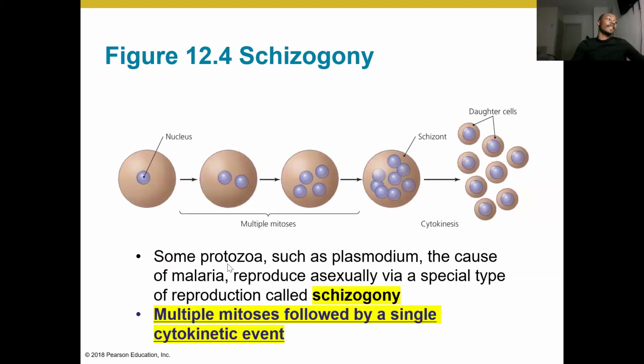Now, this is the process of schizogony. Some protozoa, like Plasmodium, which causes malaria, reproduce asexually via a special type of reproduction called schizogony. This is where we have multiple mitoses followed by a single cytokinetic event. You create all these nuclei, and then finally one cytokinesis event creates the daughter cells.